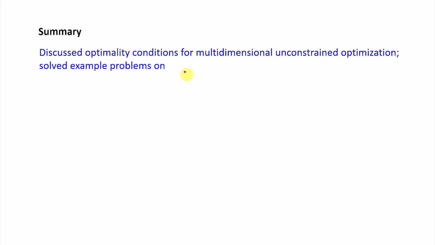So now to summarize this part of our lecture, we have discussed the optimality condition for multidimensional unconstrained optimization and solved example problems. For your exercise, you check for the function f(x, y) equals x squared plus y squared if there exists a minimum. If it does, then find the minimum.